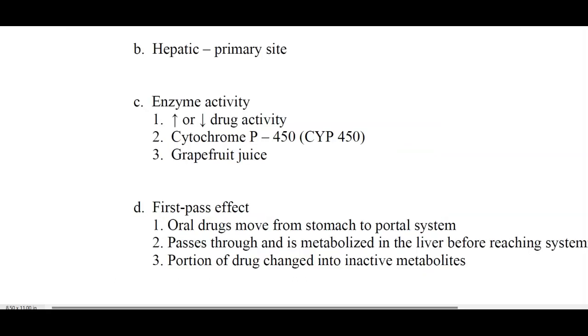First pass effect refers to the initial metabolism in the liver of a drug absorbed from the GI tract before the drug reaches systemic circulation through the bloodstream.